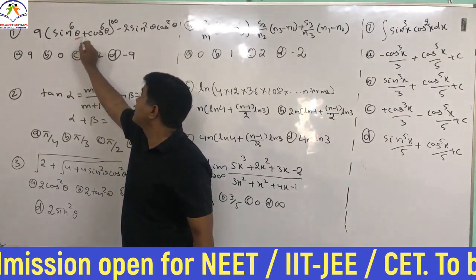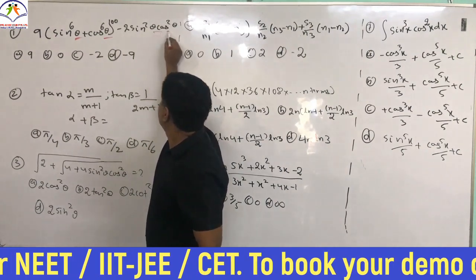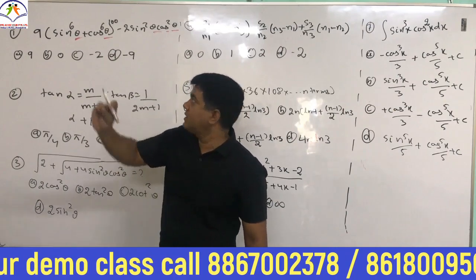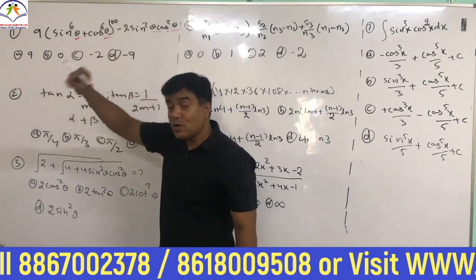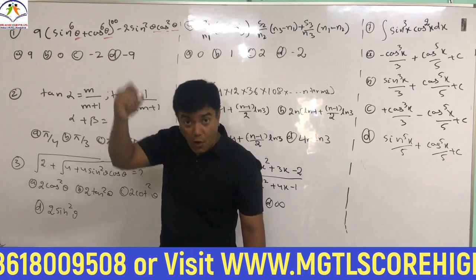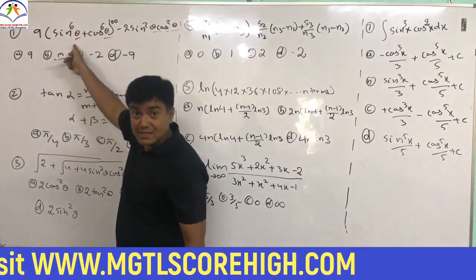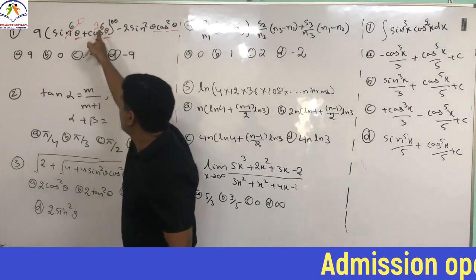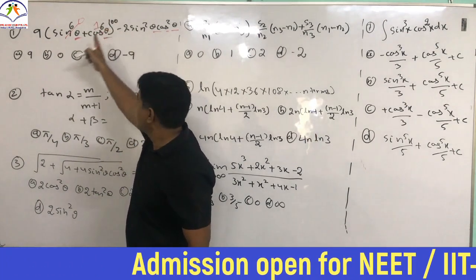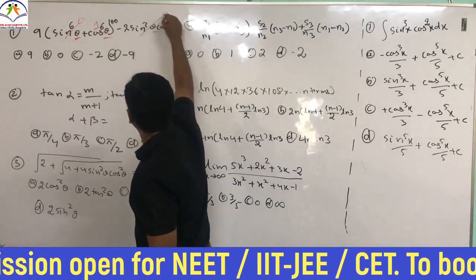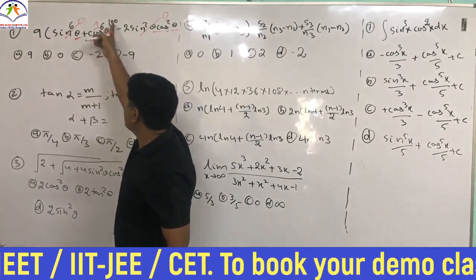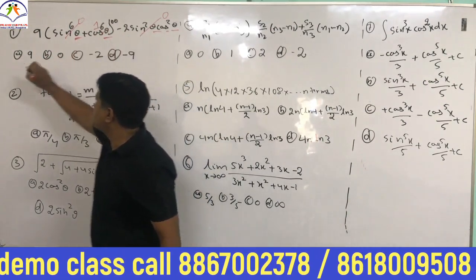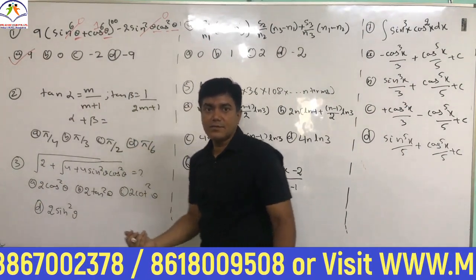Your question has theta, but your options don't have theta. So blindly put theta as 0 in the question, because your answer does not want theta. When we put theta as 0, sin 0 becomes 0 and cos 0 becomes 1. 1 to the power 100 is 1, and this entire term becomes 0. So 1 to the power 100 is 1, and 9 into 1 is 9. Minus 0, so you can see the answer is 9. See how we did it in a fraction of a second.